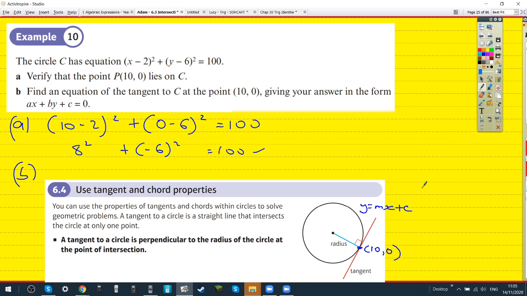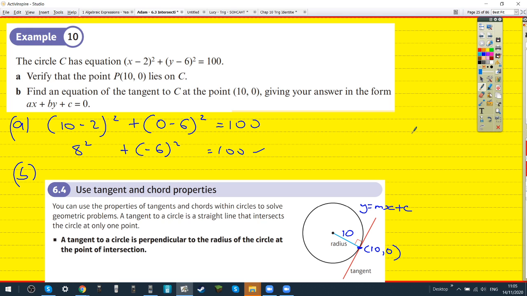But we still have two unknowns, m and c. So could you write it as 0 equals 10m plus c? Yeah. But that doesn't tell us m or c because we've got two unknowns. Any other blanks we can fill in? Anything we know? We need the radius. What's the radius? The radius squared is 100. So the radius is 10.